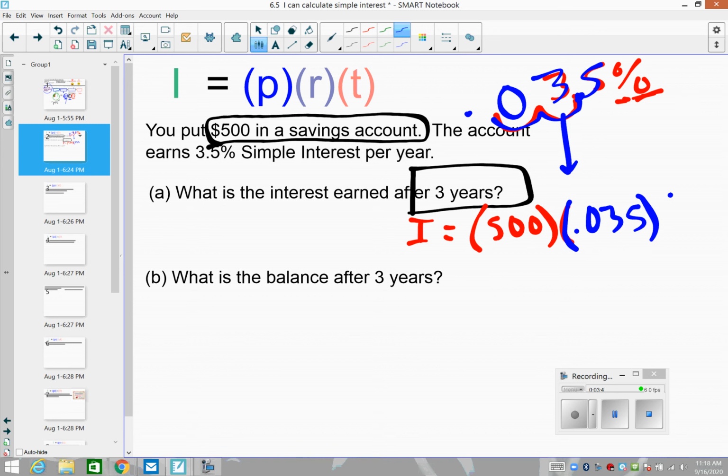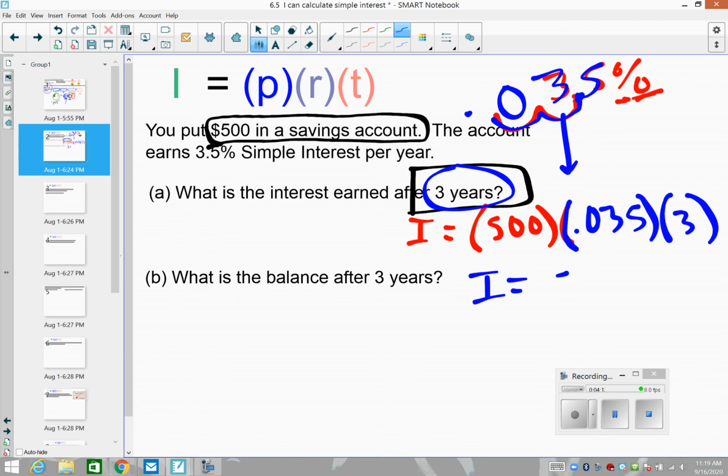Boom. Multiplied by the time measured in years. Years given is 3. And this is how we calculate. So we just take 500 multiplied by 3.5% as a decimal, which is 0.035, as written on my screen, times 3.